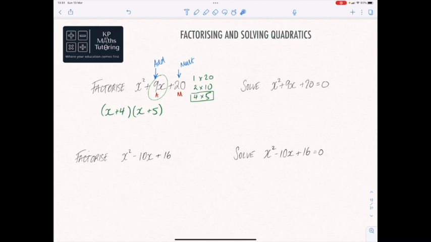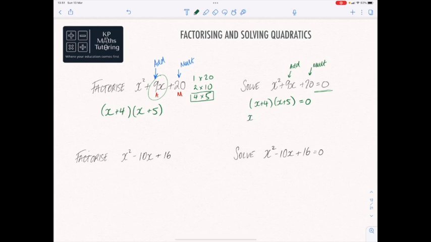Okay, so now moving on to how we then solve that. I already know that I'm looking for two numbers that add to 9 and multiply to 20, so I could go through the same process again, but I've already done it, so I'm going to use that information. So I know that it's x plus 4 and x plus 5. Now because this equals 0, this is the key thing to solve a quadratic. It must equal 0. If it doesn't equal 0, you have to make it equal 0 by rearranging any values on the other side. But because this already equals 0, I can just factorise straight away.